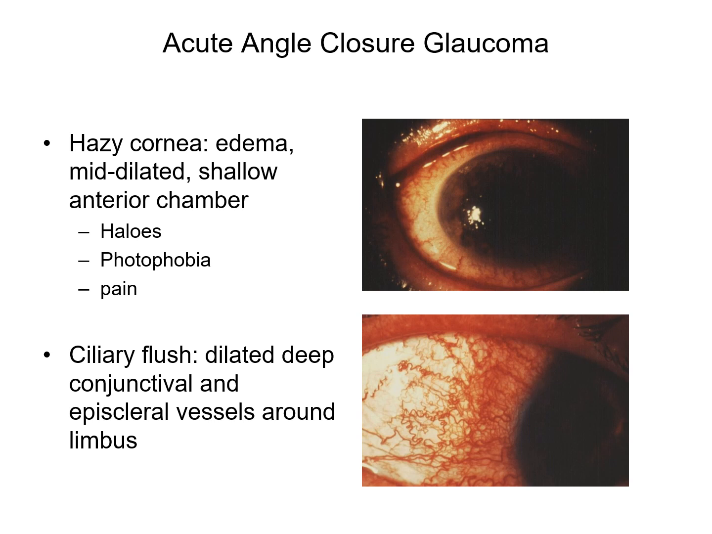Upon closer examination, you will note that the patient has decreased visual acuity as well as a hazy cornea and mid-dilated pupil. On closer examination, you will find a ciliary flush. That is, you will find dilated, deep conjunctival and episcleral vessels arranged radially around the patient's limbus. This is a vision-threatening disease that needs to be managed urgently.